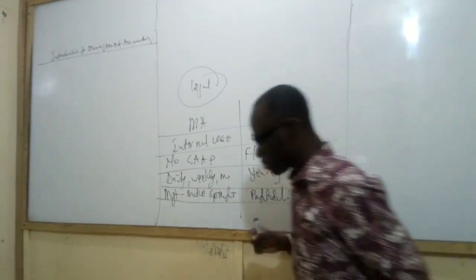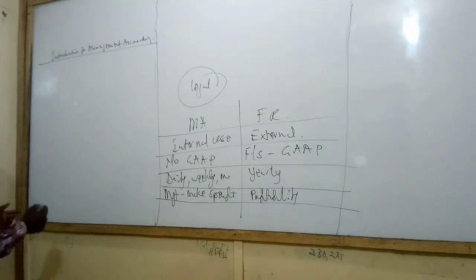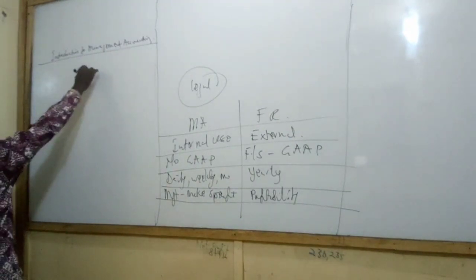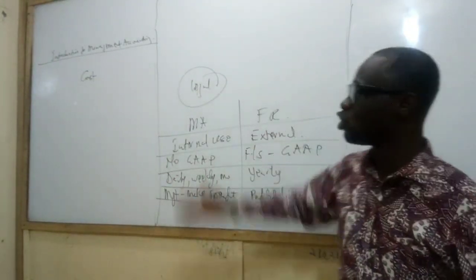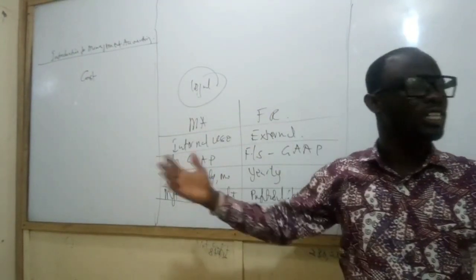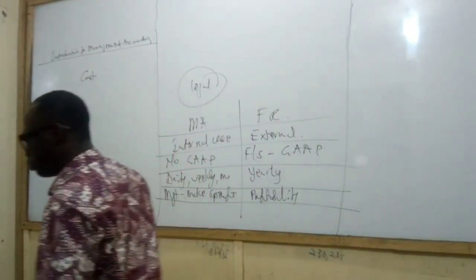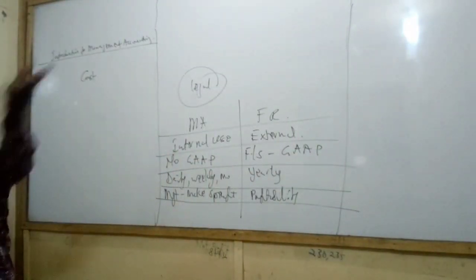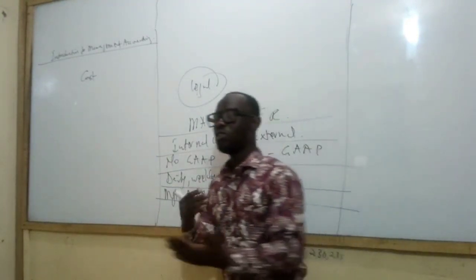Then the next thing that we're going to be looking at is, what is cost? Because primarily everything we're doing in management accounting has to do with the cost of something. So what is cost? If I say it cost me $100 to buy this tripod, what is cost?